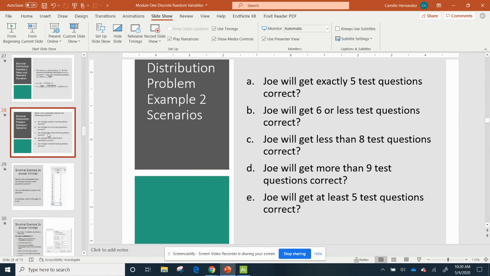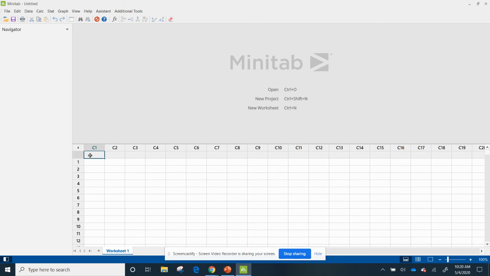Okay, so let's do the first one, where I get exactly 5 correct. All right, I need to go to Minitab, and I'm going to do this. So I'm going to just put Joe here. And he's got 12 questions. The thing that people most often do that isn't correct is they forget to put 0. Because remember, Joe could take this whole test and get none of them right.